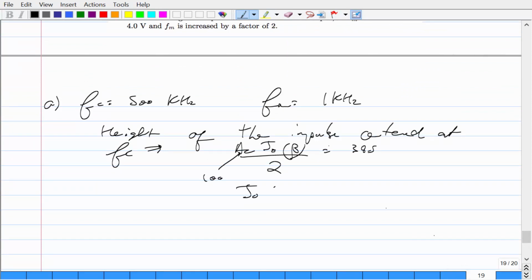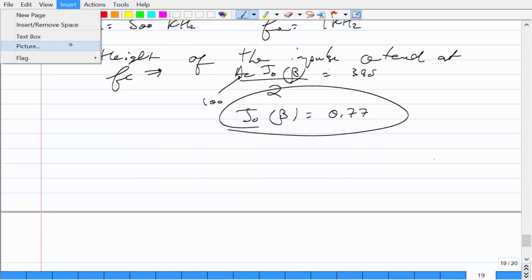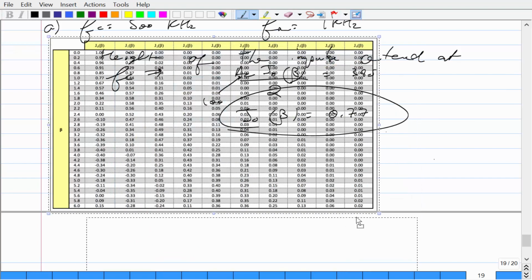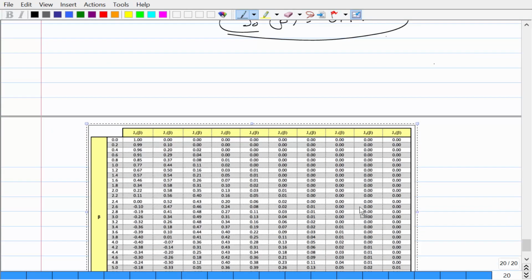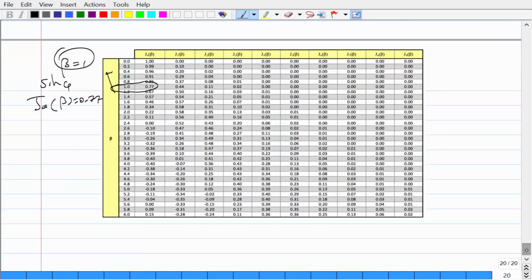If I solve for this, I have to figure out where the n = 0 coefficient is that will give me a modulation index such that the height is 0.77. So I have to figure out where on the table that is. If you take a look at your Bessel table, at n equal to 0, you have to figure out exactly which value gives you 0.77. In this case, it's right over here. So beta is equal to 1, since J_0(beta) is equal to 0.77. So the modulation index is equal to 1. Therefore, beta equals 1.